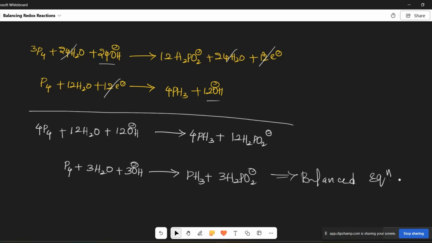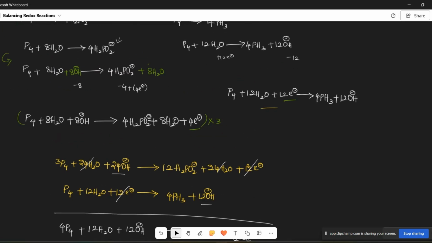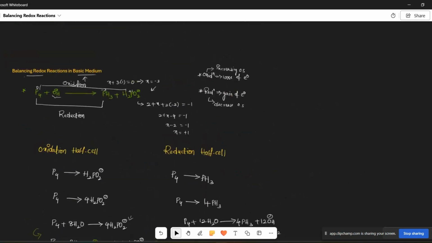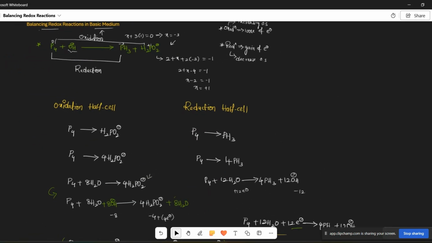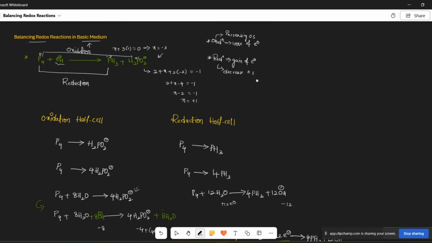This is the method you can follow in any basic medium without doing it in acidic medium. Okay, so I hope this is clear for you. And if you are doing it for JEE or NEET, you can just do it in a single step. Just let me tell you.